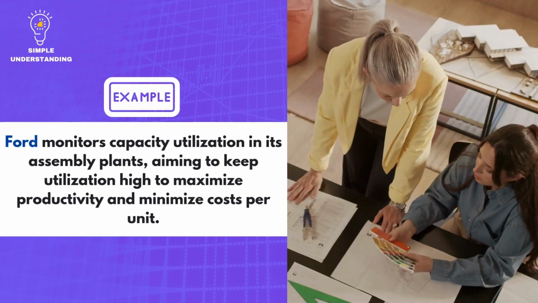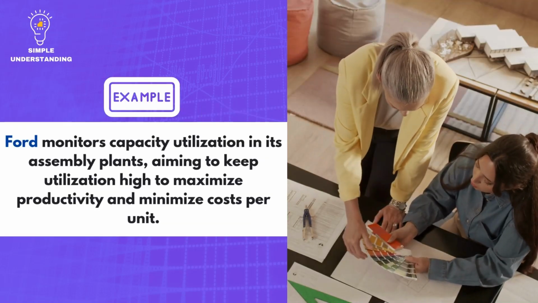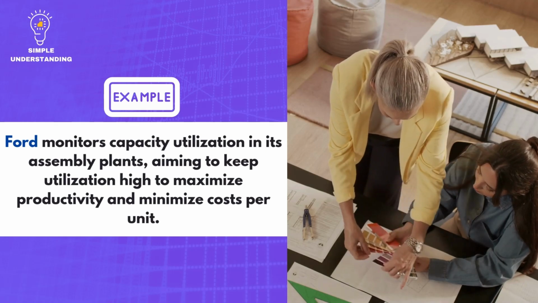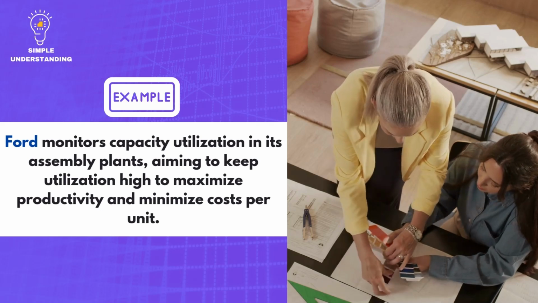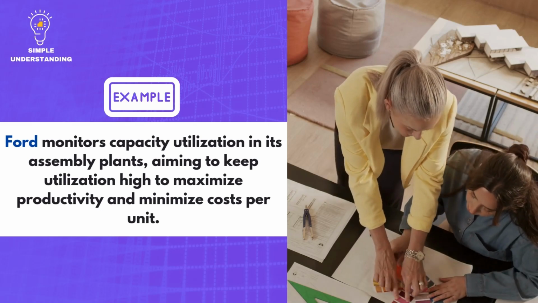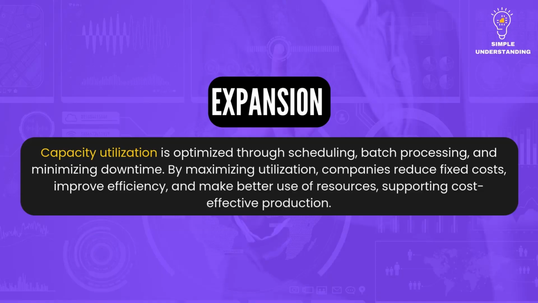Real company example: Ford monitors capacity utilization in its assembly plants, aiming to keep utilization high to maximize productivity and minimize cost per unit. Expansion: Capacity utilization is optimized through scheduling, batch processing, and minimizing downtime. By maximizing utilization, companies reduce fixed costs, improve efficiency, and make better use of resources, supporting cost-effective production.